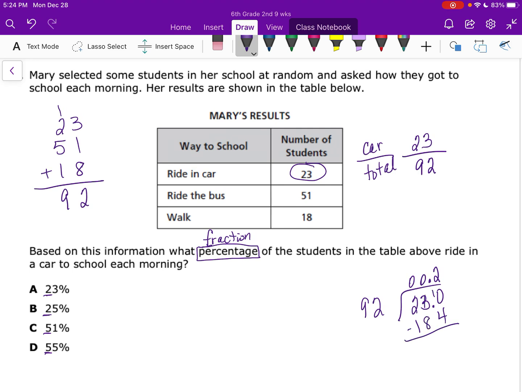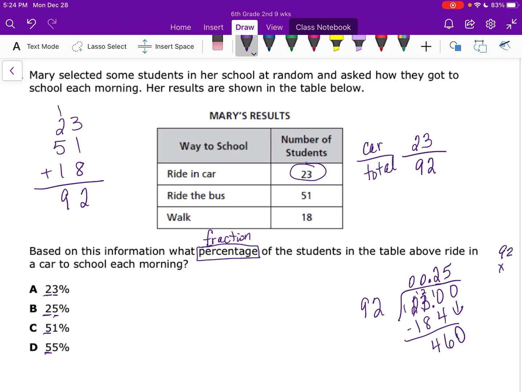I'm going to subtract. That's going to be 46. Add a 0, bring it down. And I know my next number is either going to be 3 or it's going to be what? 5. Okay, I'm guessing 5 because 2 times 5 is 10 and I have a 0 there. Okay, so I'm going to guess 5.